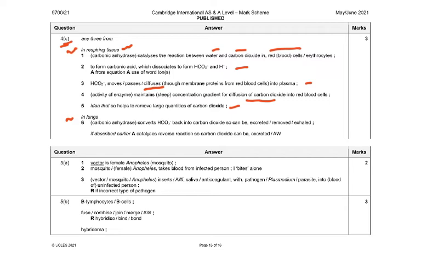Then in the lungs, the carbonic anhydrase converts the HCO3 negative back into carbon dioxide, so it can be excreted or removed or exhaled. So these were the 6 mark scheme points, and you have to give me any 3 of these.